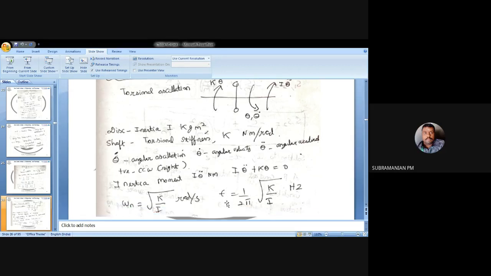And if you are going to find the frequency, you will be having what? 1 by 2 pi root of k by I. Okay. So k by I you have to write instead of k by m. For torsional vibration, you will be writing what? K by I. So you remember this.